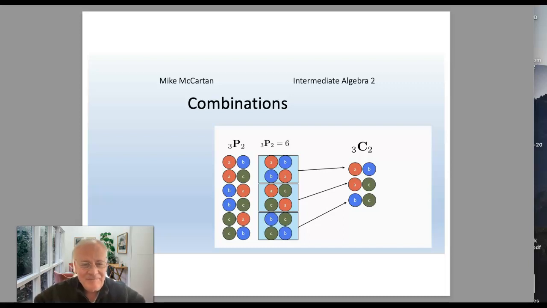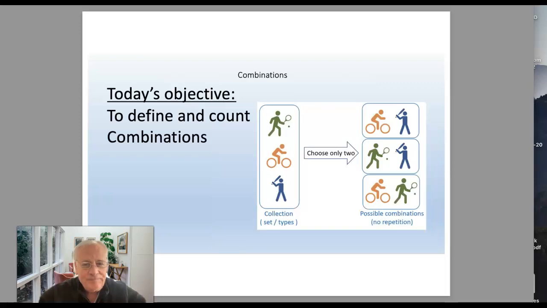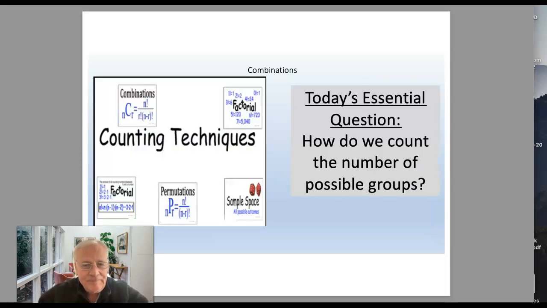Thanks for listening. Today we're going to talk about combinations. Our objective is to define and count combinations. They're kind of like a permutation, but they're a little different. The essential question is, how do we count the number of possible groups? That's what a combination is. It's a grouping, where order doesn't matter.